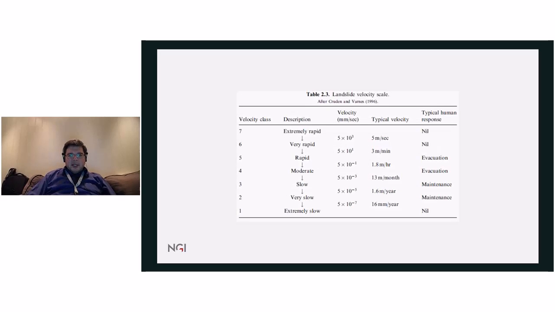The velocity classification according to Cruden and Varnes. This category is quite important because when landslides occur in this category, there may not be enough time for evacuation, and then for this category of landslide it becomes extremely important to have other types of measures like early warning systems.